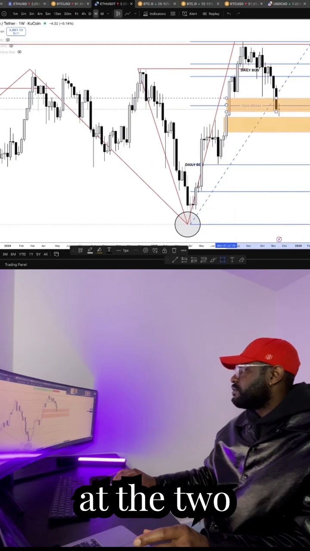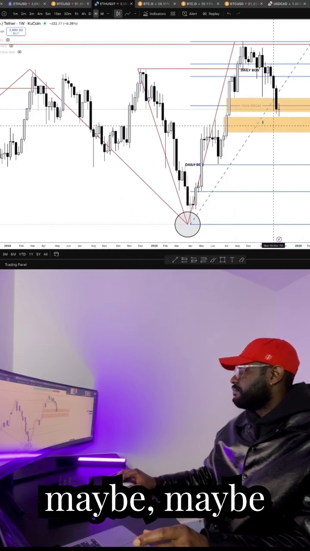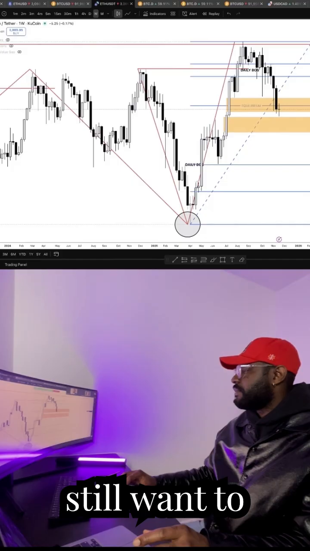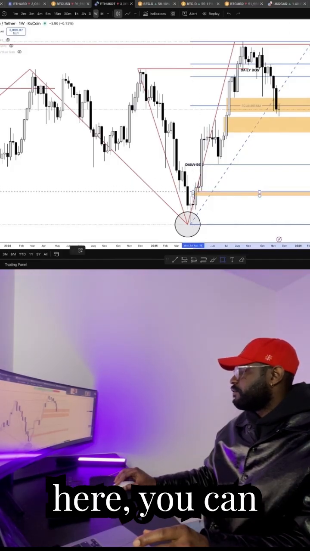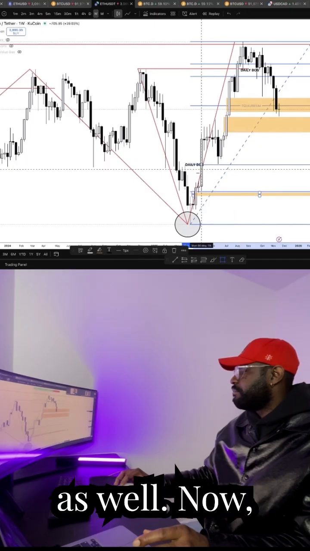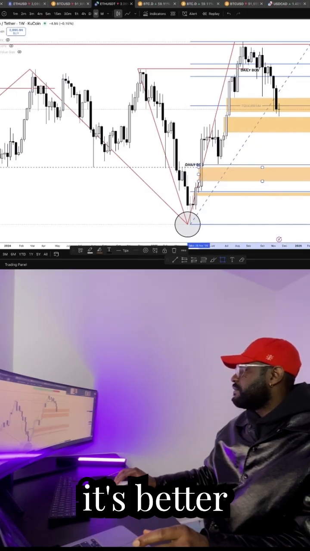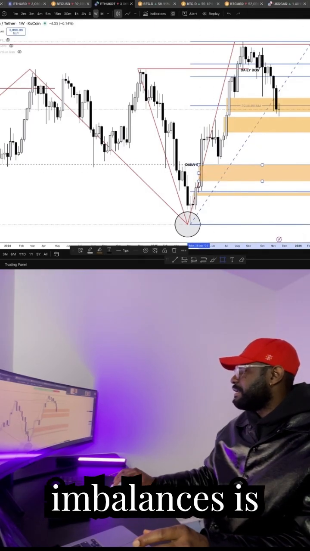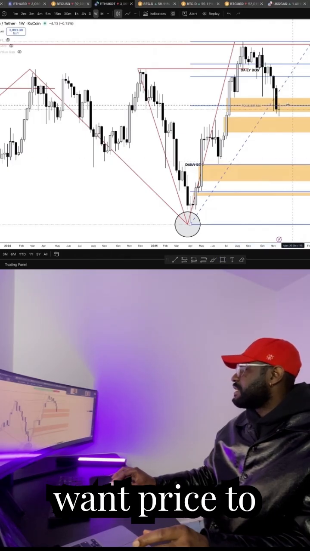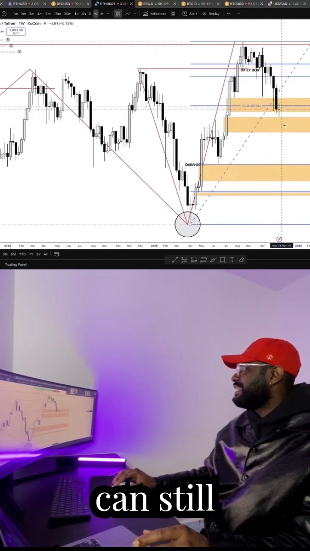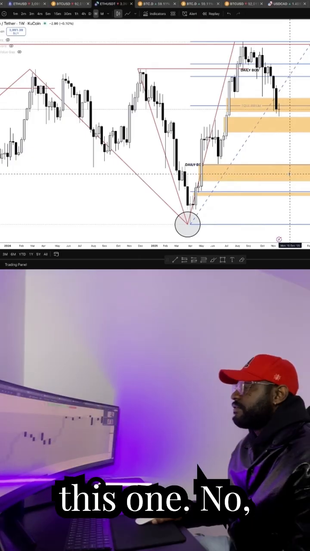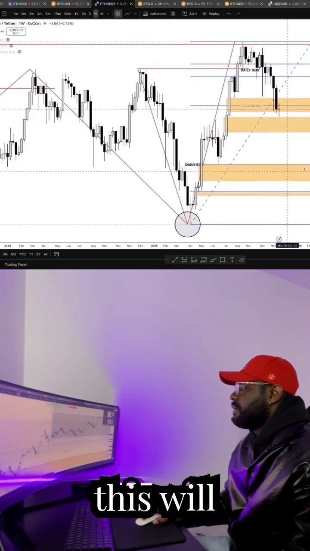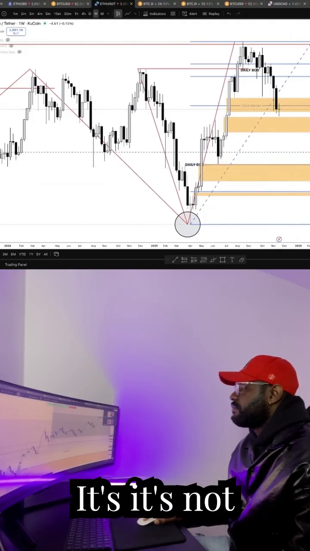You're looking at the two, and you think maybe price might still want to come lower. Nobody knows. Even when you look down here, you can see there's still imbalance here as well. The reason it's better for you to mark out these imbalances is that as much as I want price to reverse from here, anything can still happen and bring it down here. I'm not saying this will happen.